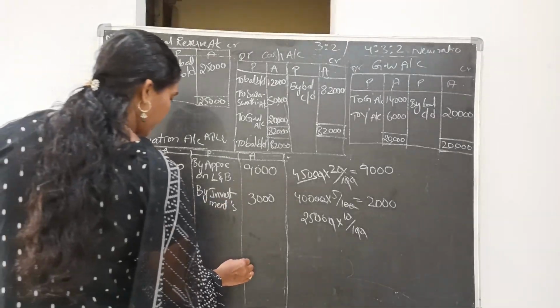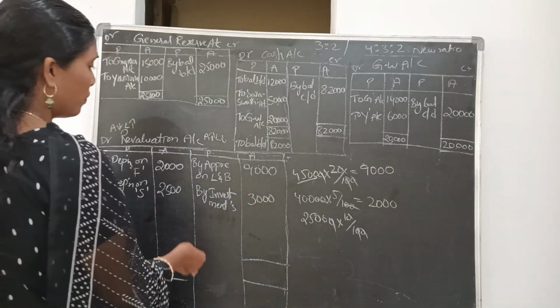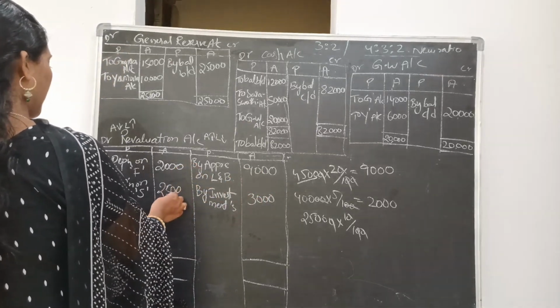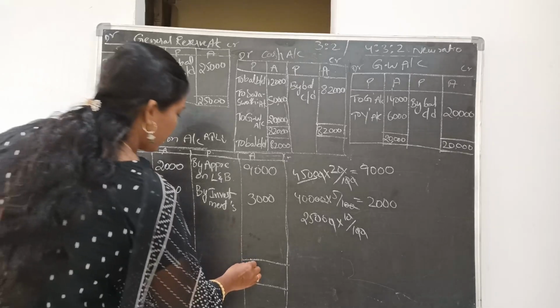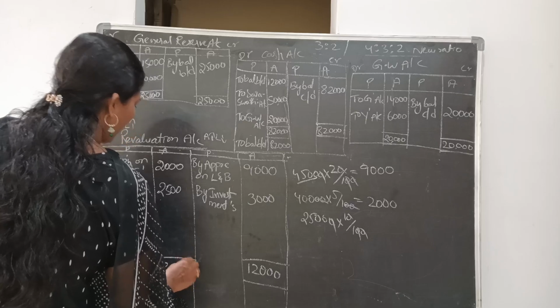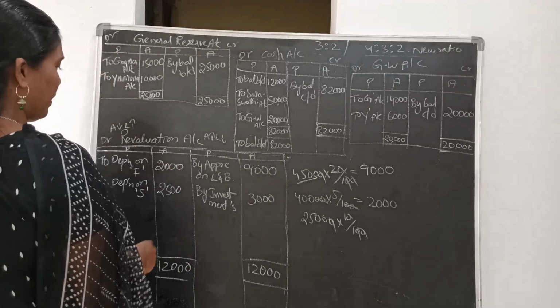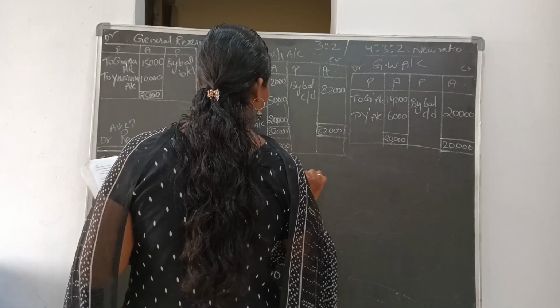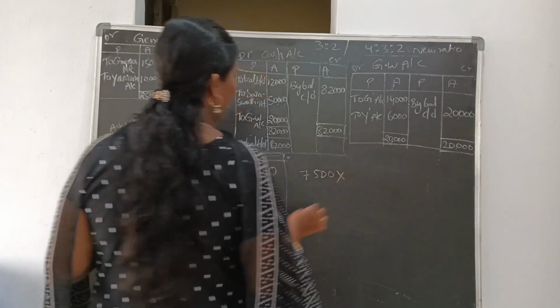So now make the totals. The highest amount we need to post on both sides. So 9, 10, 11, 12,000. So 12,000 is the highest amount. So write on both sides: 12,000 minus 4,500, so 7,500 is the revaluation profit.